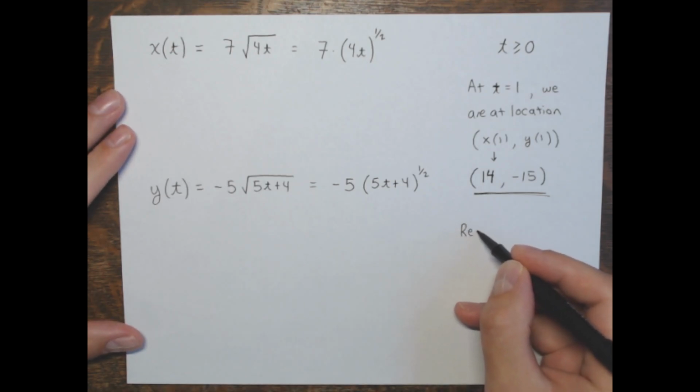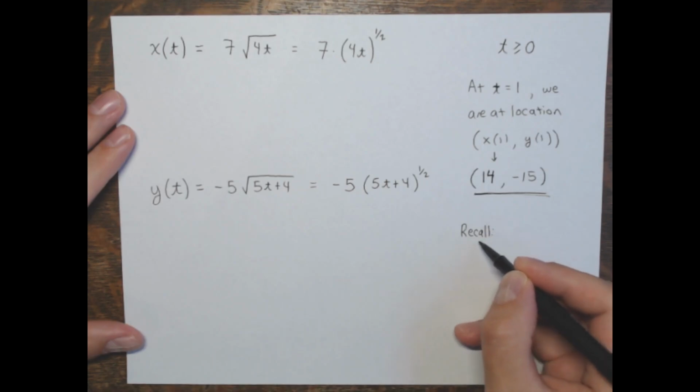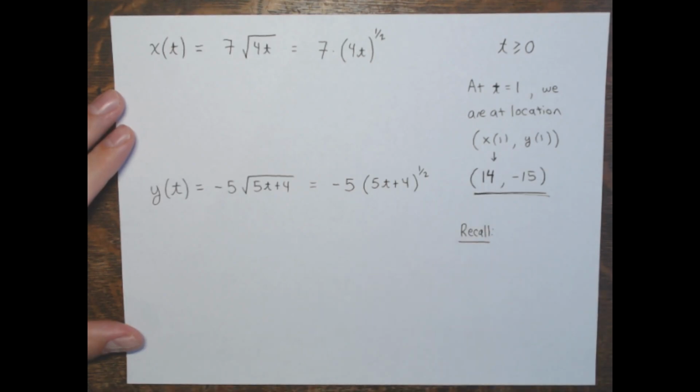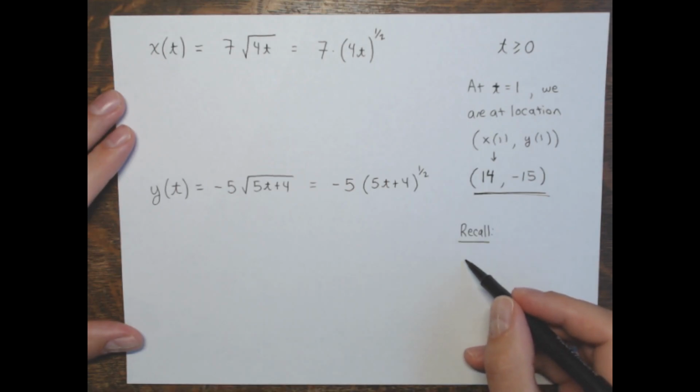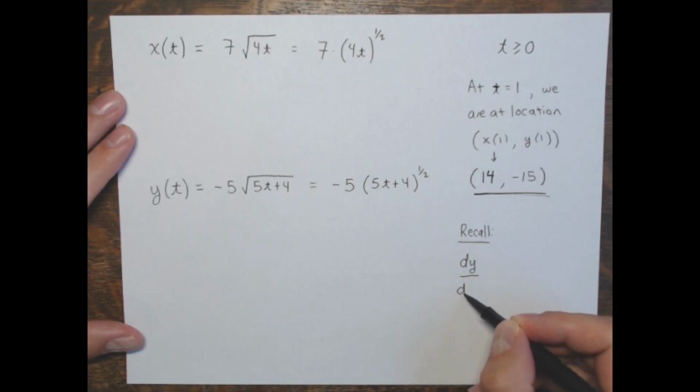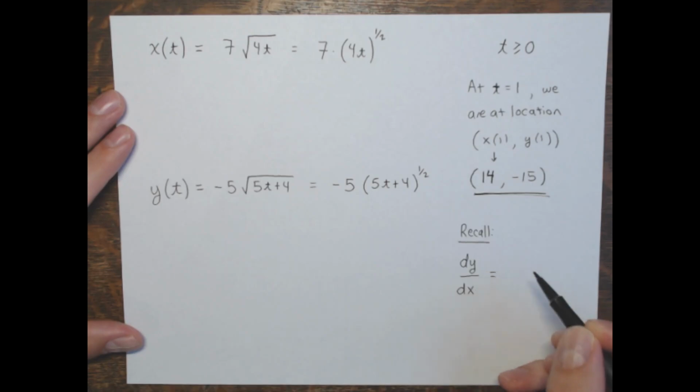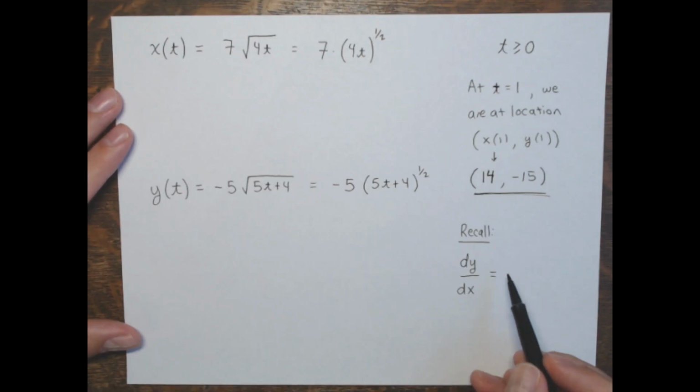So recall, hoping you're familiar with some of this before you got here, seeing maybe previous videos of mine, or doing some reading, that if you want the slope of the tangent line to a curve, that's represented by dy over dx, or you could say y prime of x.